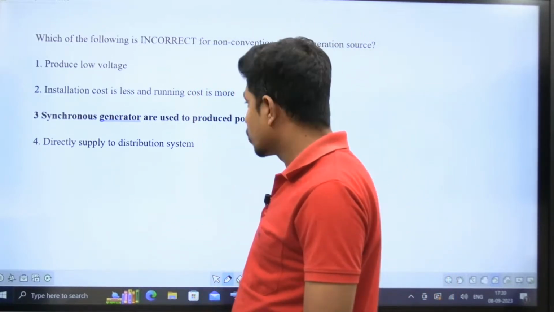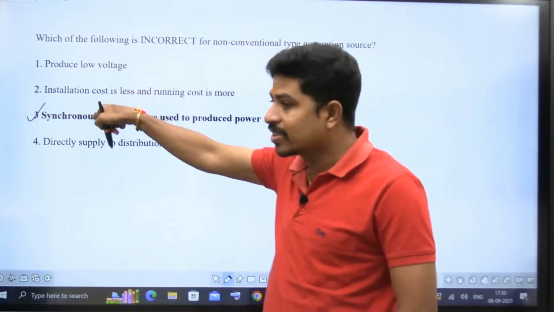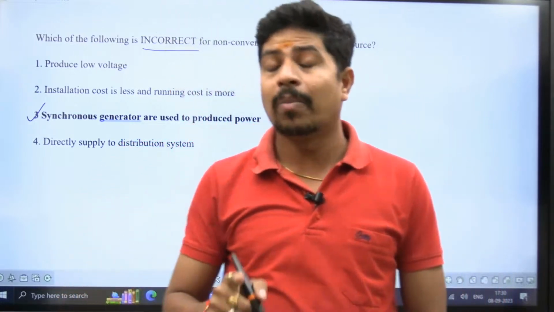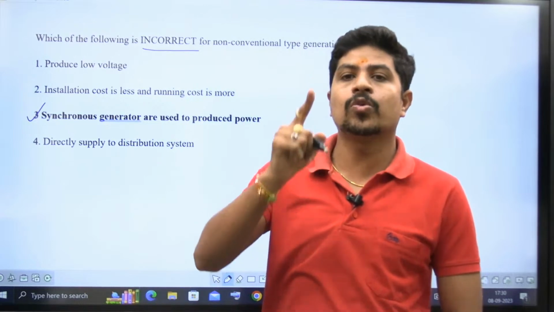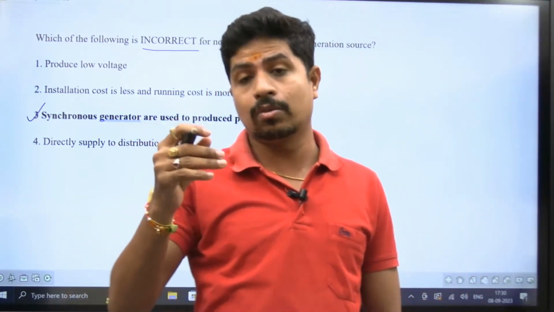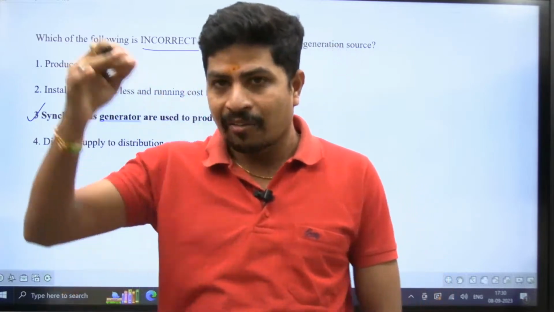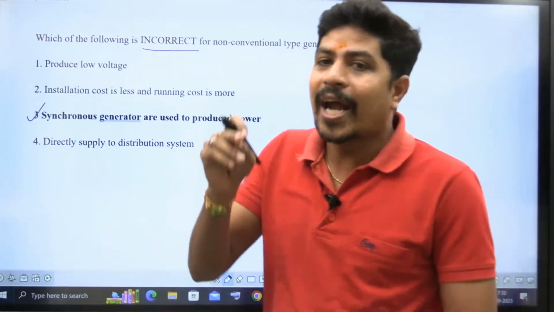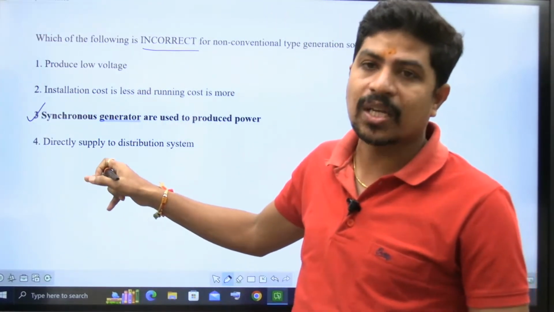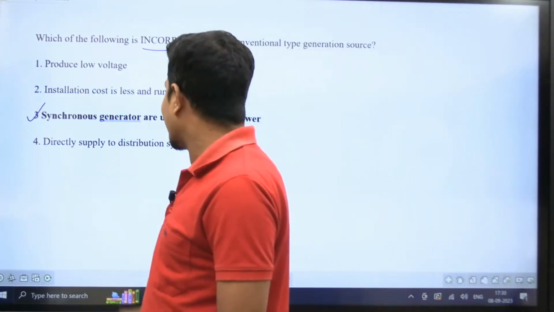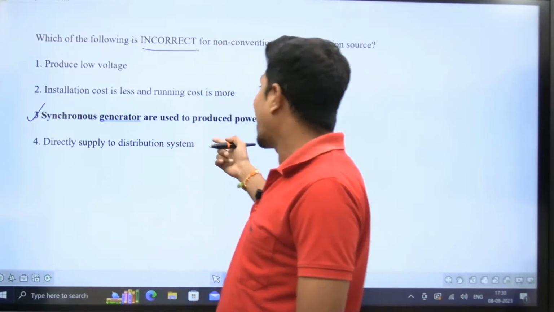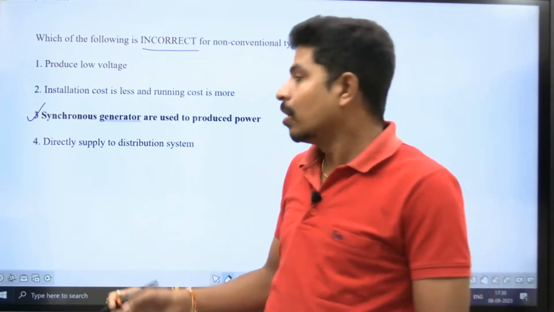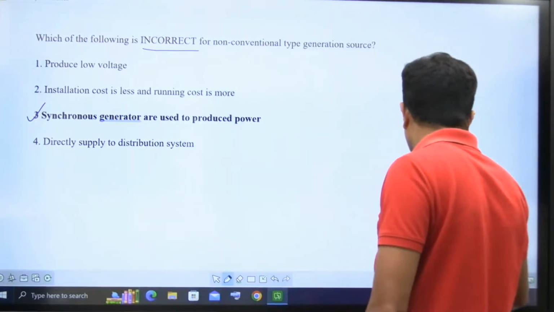Synchronous generators are used to produce power. This is the wrong statement. That is our answer, because he's asking which one is incorrect. A synchronous generator is a constant speed generator, but non-conventional sources will not produce constant power, because those depend on nature. Suppose you take a wind station, the wind speed is not going to be constant always. It depends on several atmospheric factors. Therefore, as the speed is not constant, we can't use a synchronous generator. Which generator do I have to use? An induction generator, which supplies directly to the distribution system. Yes, our answer is 3. A synchronous generator cannot be used in non-conventional energy generation. Right? Let's go to the next question.